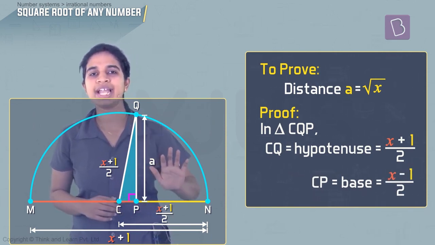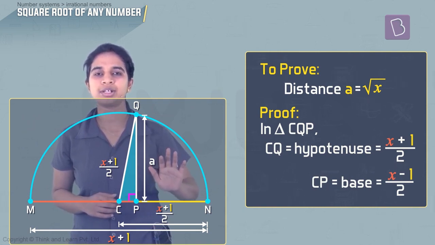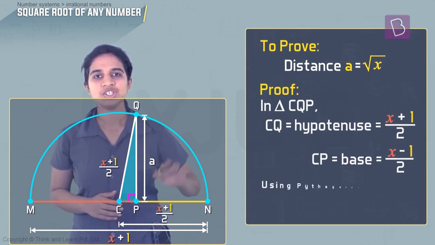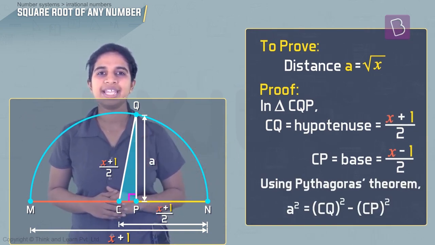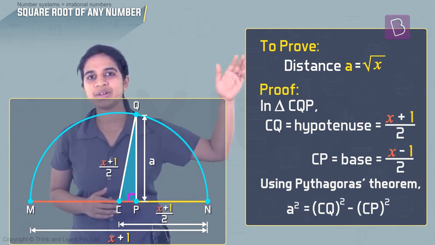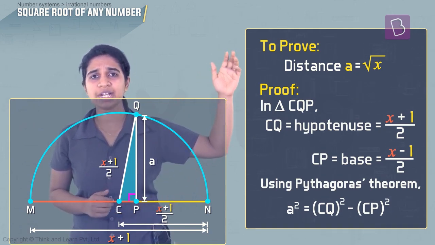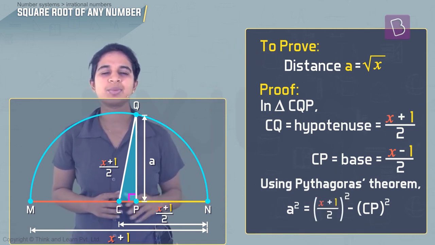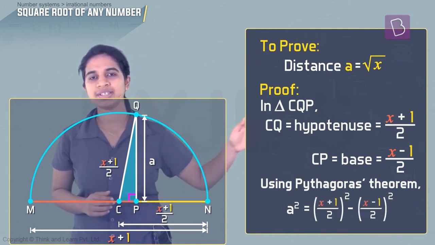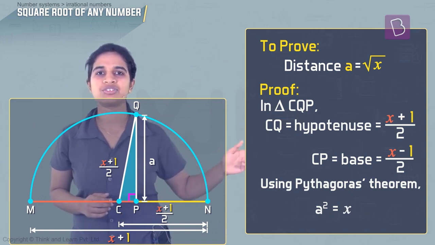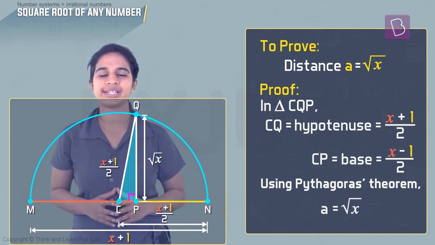Now it's very simple. We have a triangle and all we need to do is apply Pythagoras theorem. So a squared is going to be hypotenuse squared minus base squared. So a squared will be ((x plus 1) by 2) whole squared minus ((x minus 1) by 2) whole squared. So that will give you a squared is equal to x. So you will naturally get a is equal to root x.